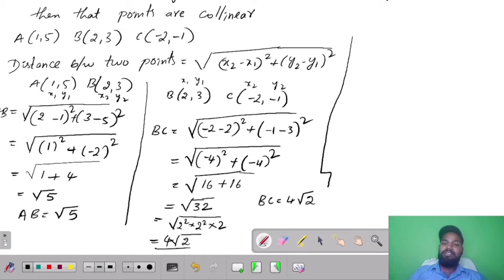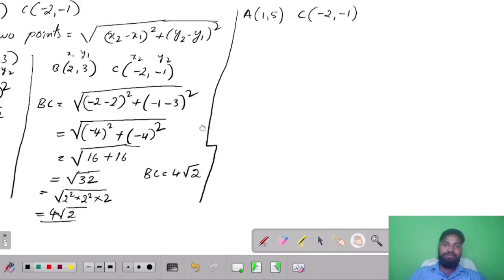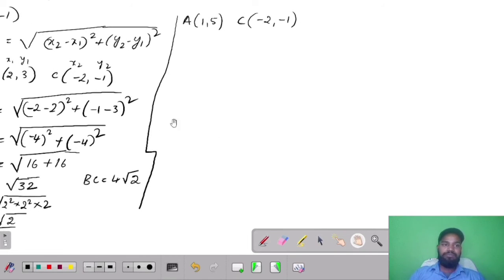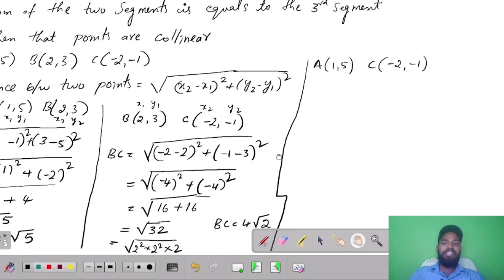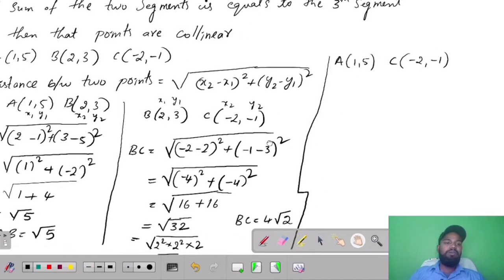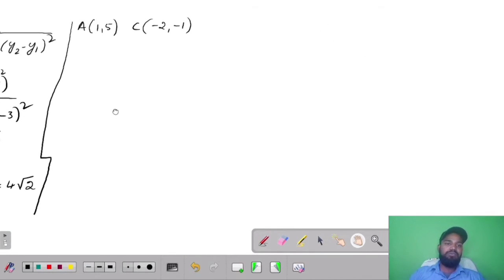What is the next one here? The next point is AC. A is 1 comma 5, and C is minus 2 comma minus 1. So we should find this one now. The points are correct, right? Minus 2 comma minus 1 and 1 comma 5. So we should find the distance between the 2 points.